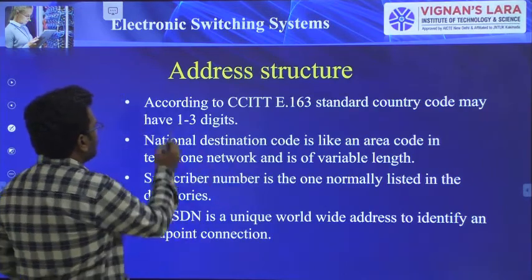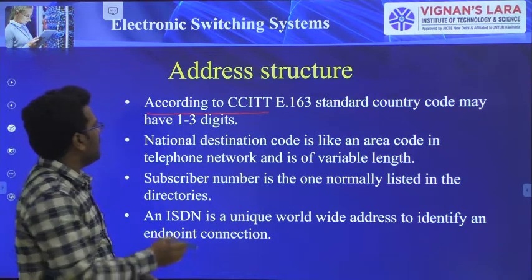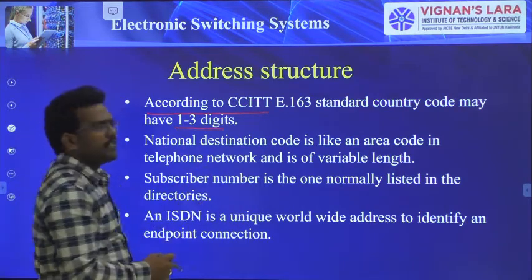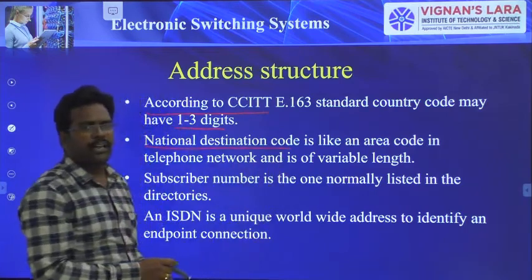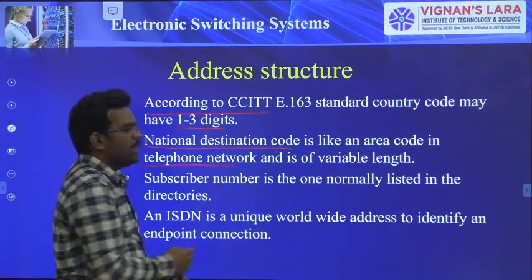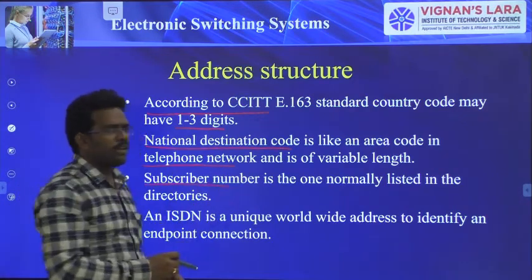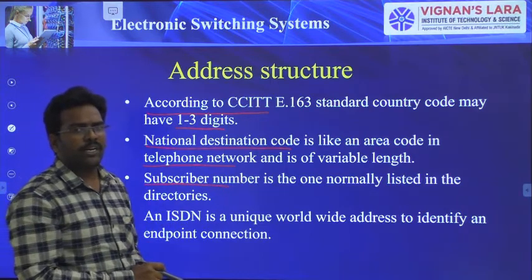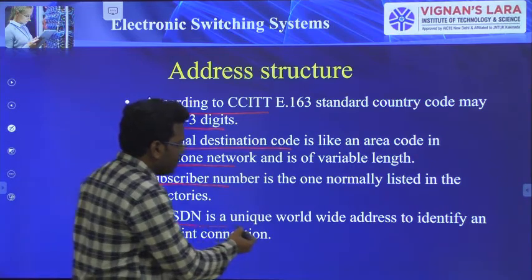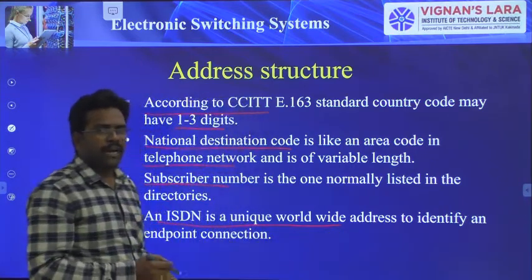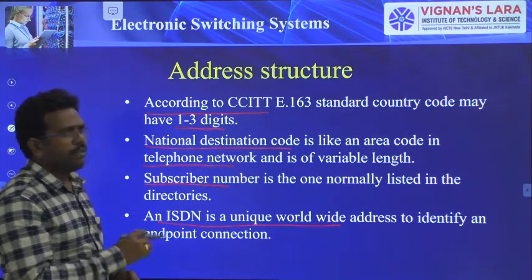So these are some of the points. According to the CCITT E.163 standard, the country code may be 1 to 3 digits, and the national destination code is like an area code in a telephone network and is of variable length. And the last one is the subscriber number, normally listed in the telephone directory that we see. And this ISDN number is a unique worldwide address to identify an endpoint connection, with the help of this numbering scheme.